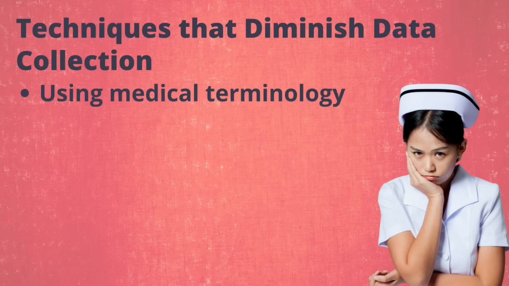Now, what are the techniques that could diminish data collection? Again, we talked a while ago that when we use medical terminology, our client may not be able to fully understand it. So it's very important to use common words. For example, instead of hypertension, we say high blood pressure. Instead of CVA, we say stroke. Instead of myocardial infarction, we say heart attack. Because medical terminology might confuse our clients and cause misunderstanding, and so they can give us data that are not accurate.